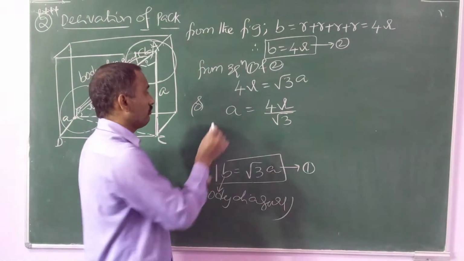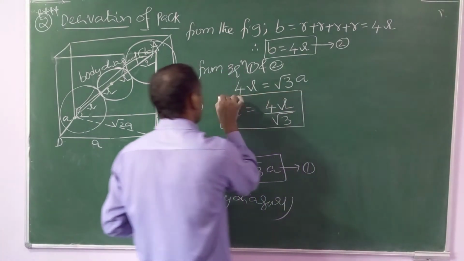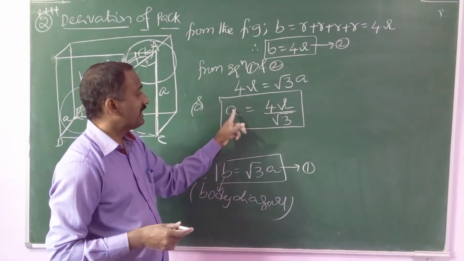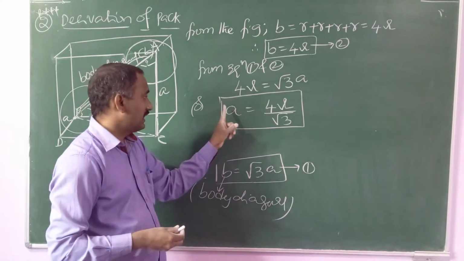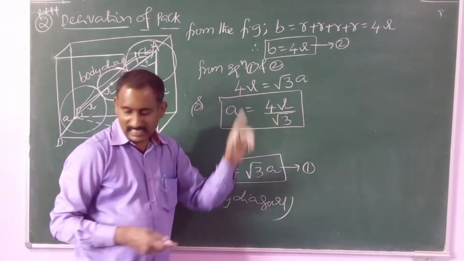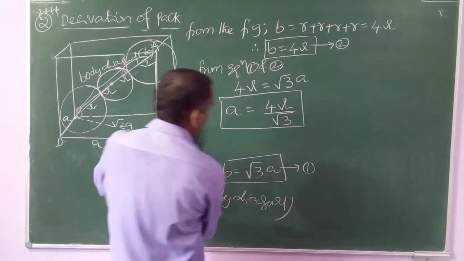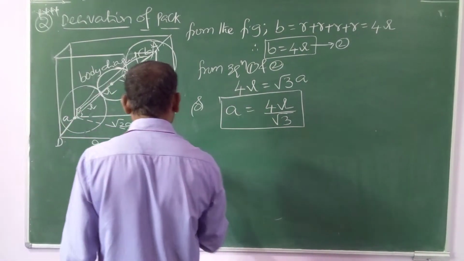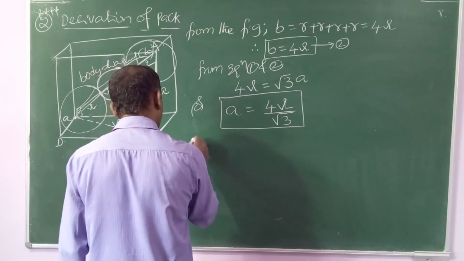This is another shortcut formula for objective exams. Sometimes in objective exams, they will give the radius of the sphere and ask the edge length, or vice versa: they will give the edge length and ask the radius. After separating edge length, immediately you should calculate the total volume of the unit cell.